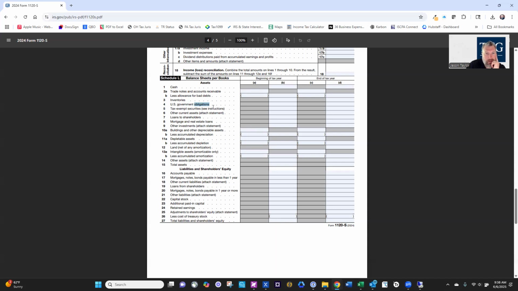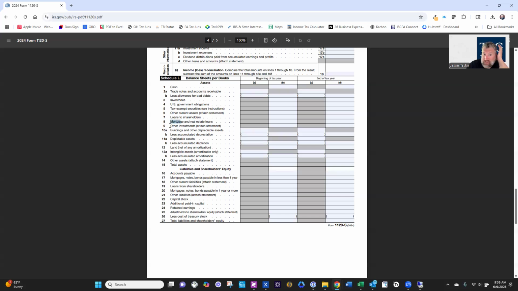Government tax exempt securities. Again, those are going to be like most of the stuff I can actually just get netted together. Other current assets, if it's not a tax exempt security, so basically you have a tax-free bond or something, other current assets is basically where your catch-all is. Loans to shareholders, mortgage and real estate loans. Again, that should always be zero because an S-Corp shouldn't own any real estate.